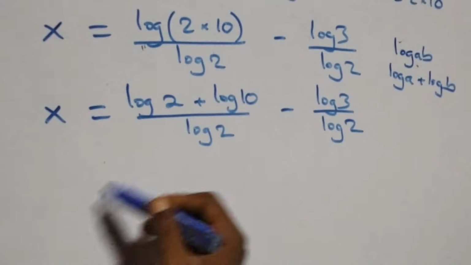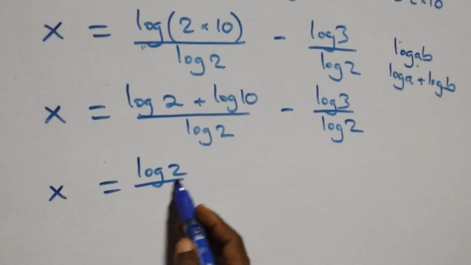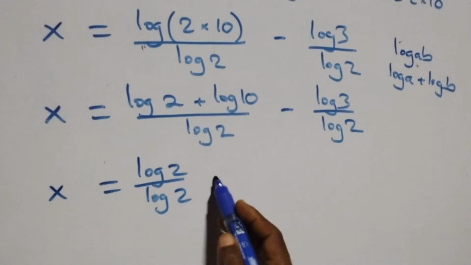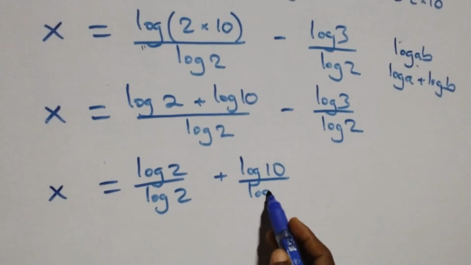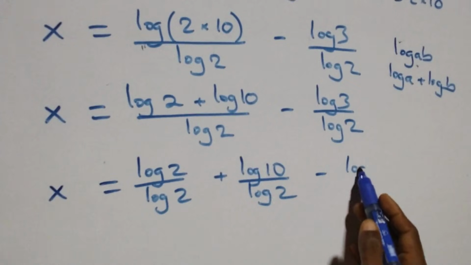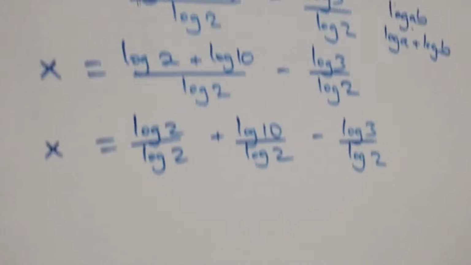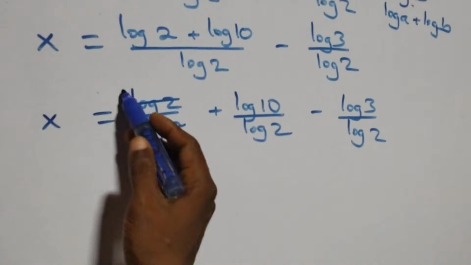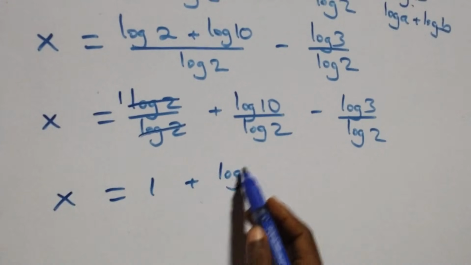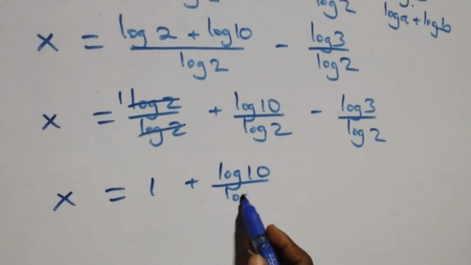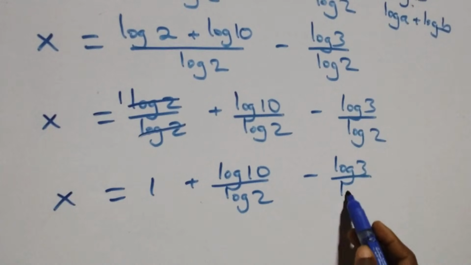The next step here, separate this into two fractions. We have x equals log 2 over log 2 plus log 10 over log 2 minus log 3 over log 2. The next step here, log 2 cancels each other. We have 1 left, that is x equals 1 plus log 10 over log 2 minus log 3 over log 2.